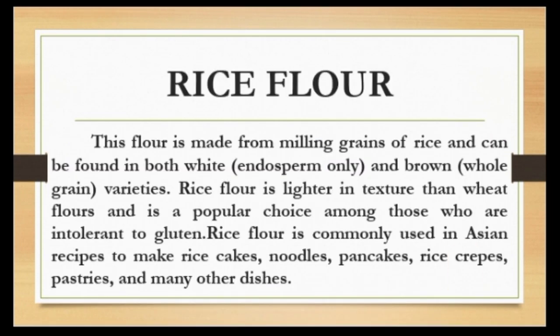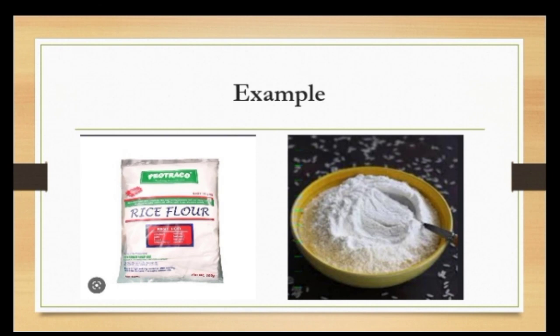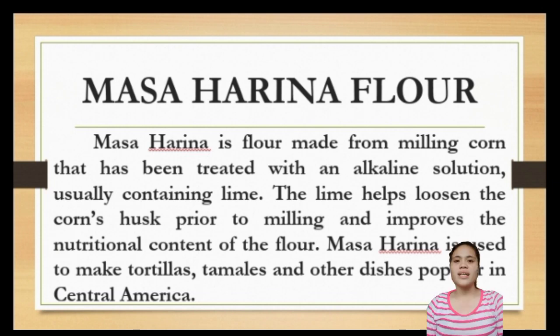Then the rice flour. Rice flour is made from milling grains of rice and can be found in both white endosperm only and brown whole grain varieties. Rice flour is lighter in texture than wheat flours and is a popular choice among those who are intolerant to gluten. Rice flour is commonly used in Asian recipes to make rice cakes, noodles, pancakes, pastries, and many other dishes.